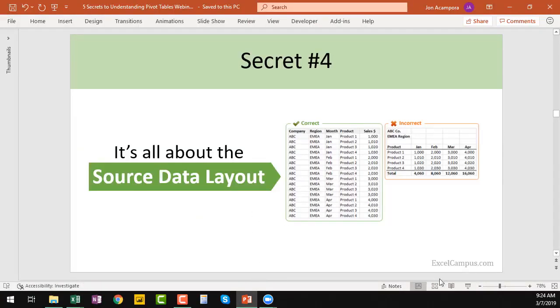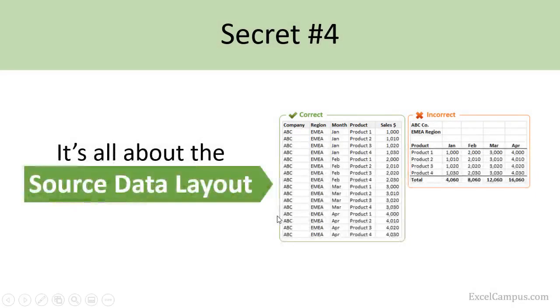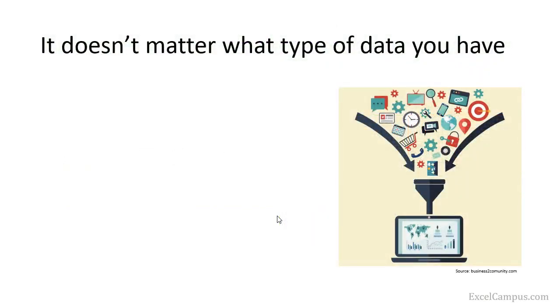So that leads us to secret number 4, which is that it's all about the source data layout. As you can see, I have a little preview here of a correct layout and an incorrect layout, and we'll take a look at that and get into some details, because it's all about this source data layout. And it doesn't matter what type of data you have.